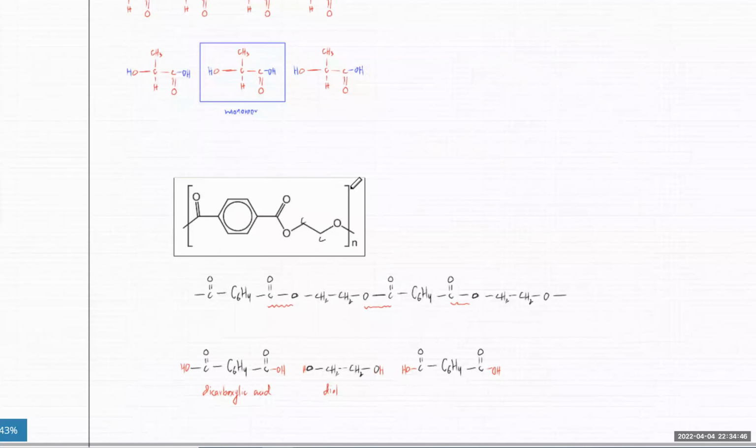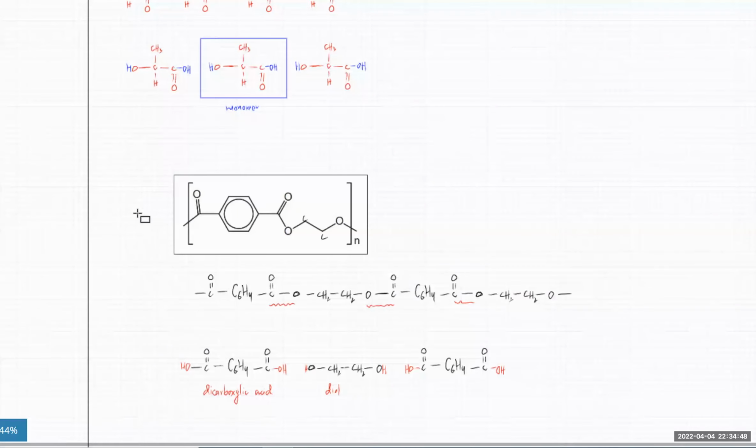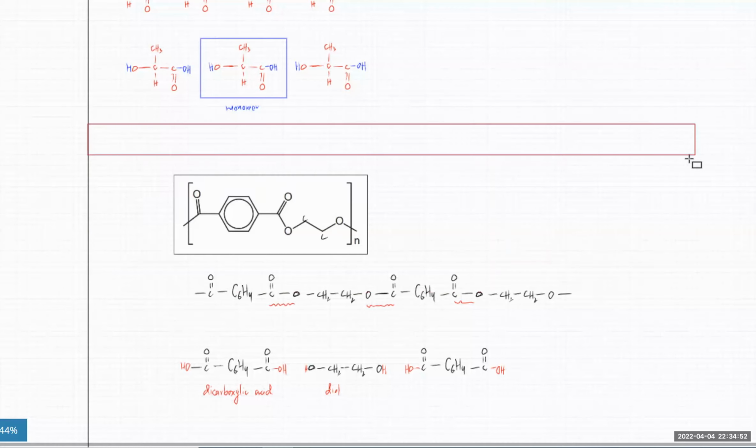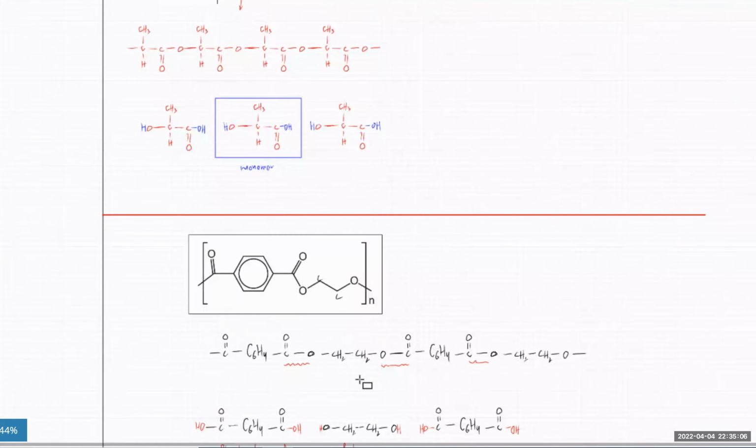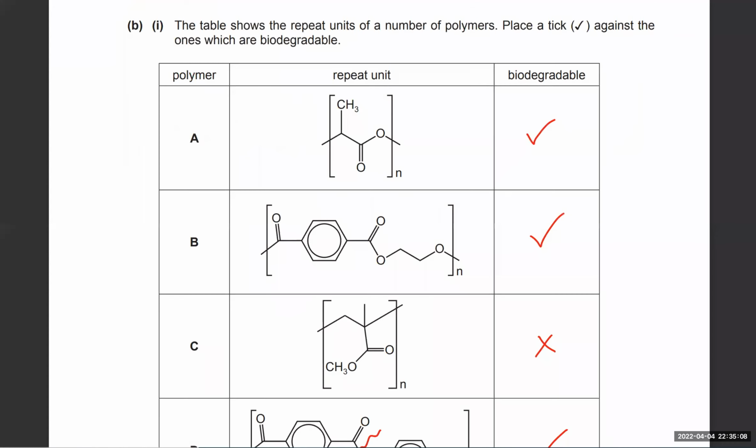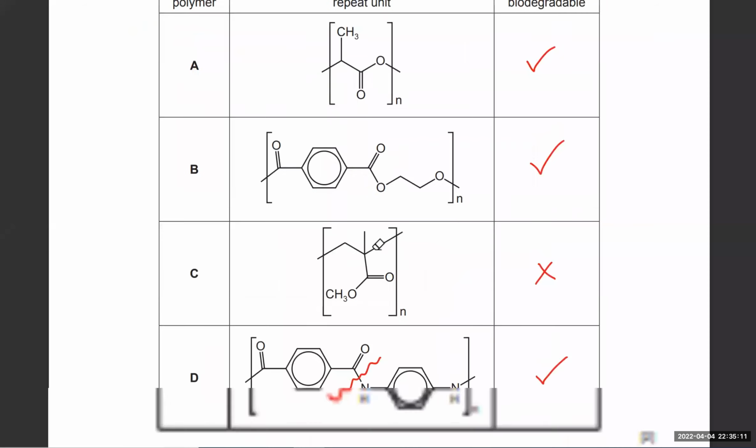So by looking at the repeat unit, learn how to draw the monomers, and make sure you don't try to figure this out by just looking at one repeat unit. At least draw two repeat units and then remove the linkages and figure out what the monomers are. So coming back to the question, let's go back to the question.